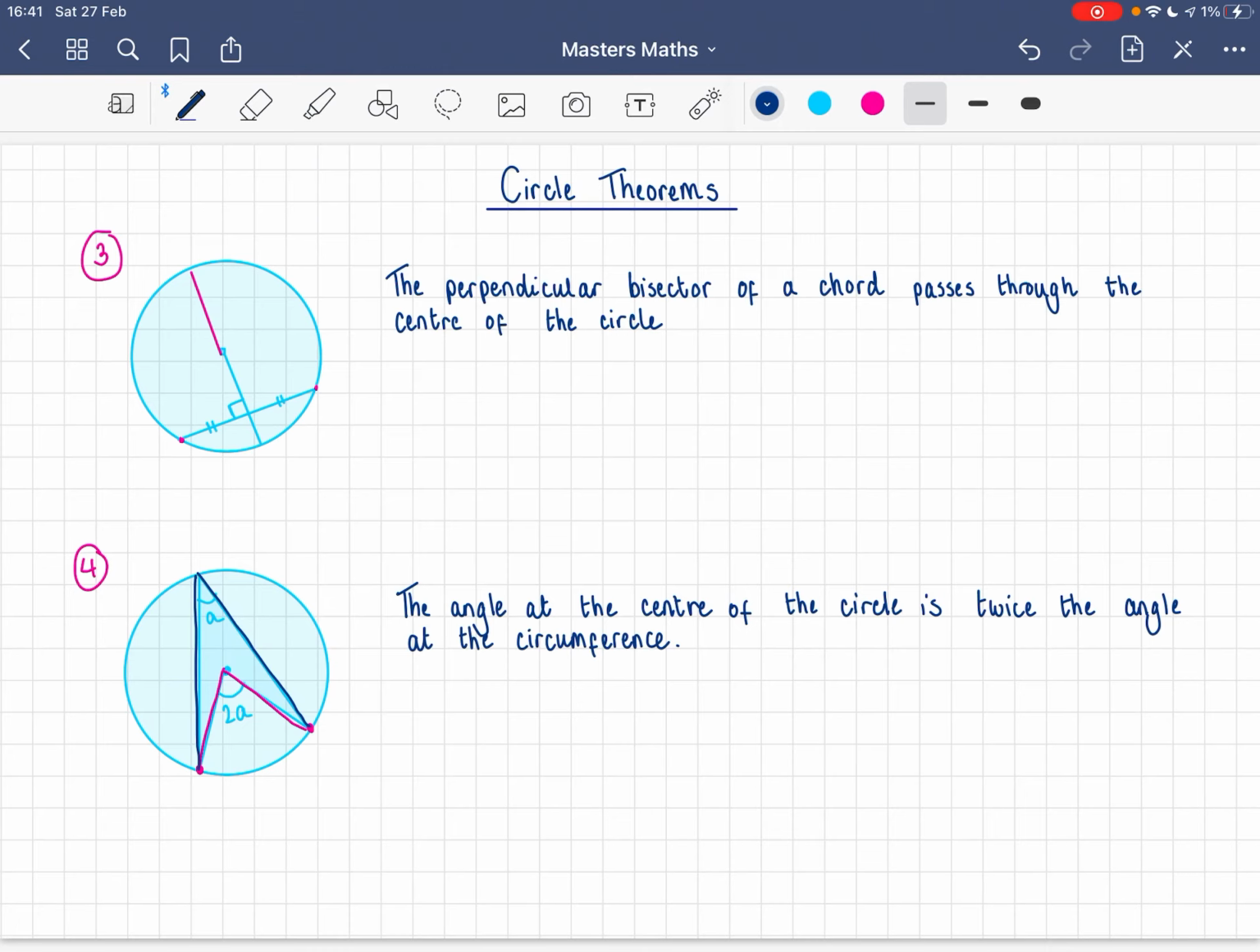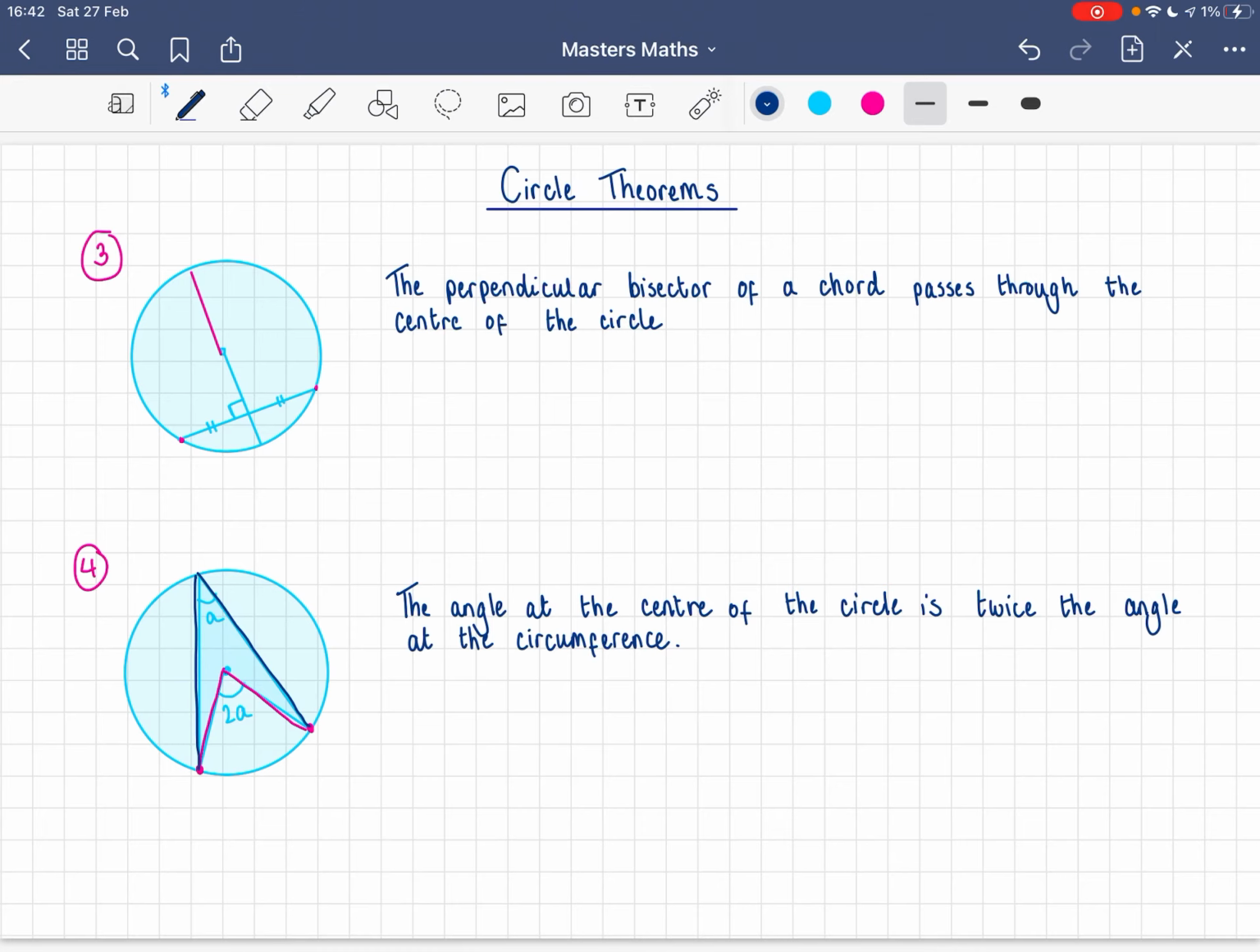There is some kind of fancy terminology around this. You might hear it said that the angle subtended at the centre is twice the angle subtended at the circumference. Subtended is just a fancy way of saying the angle made at the centre is twice as big as the angle made at the circumference, but they'll often use the word subtended if you read it in a textbook or in other videos, so just be aware of that terminology. You don't have to use the word subtended when you are writing a reason in an exam.